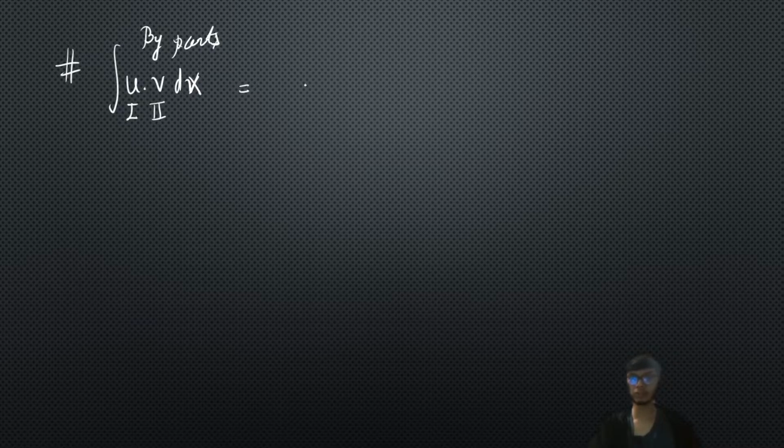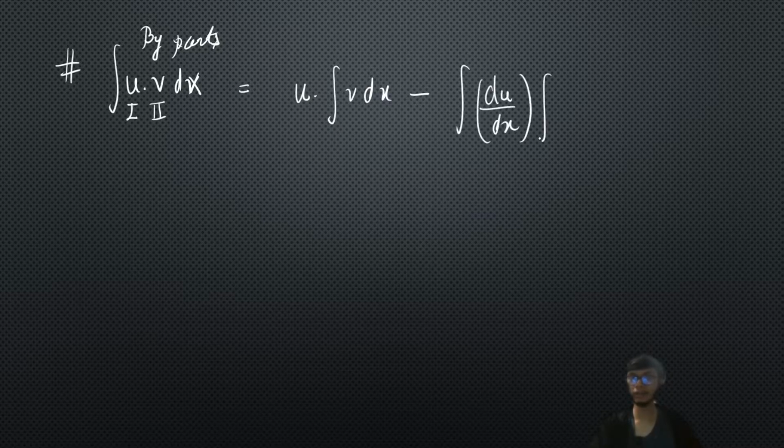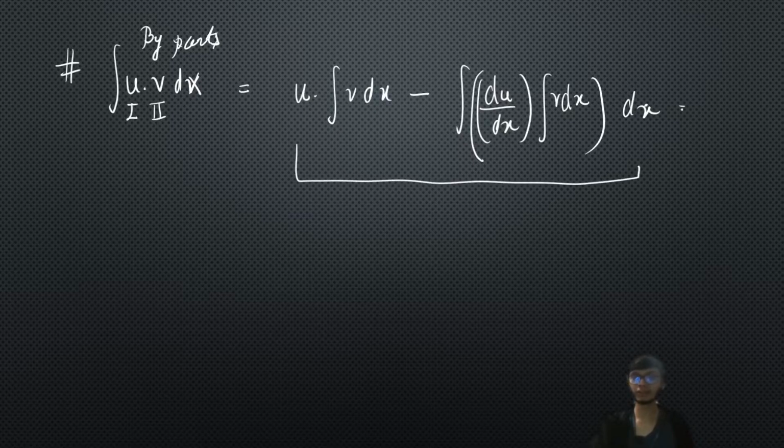Okay, and the solution is basically first function into integration of the second function minus differentiation of the first function into integration of the second function, and then integration of it, right? So this is basically your integration by parts. Just apply this part of the solution and you will definitely get to the final answer.